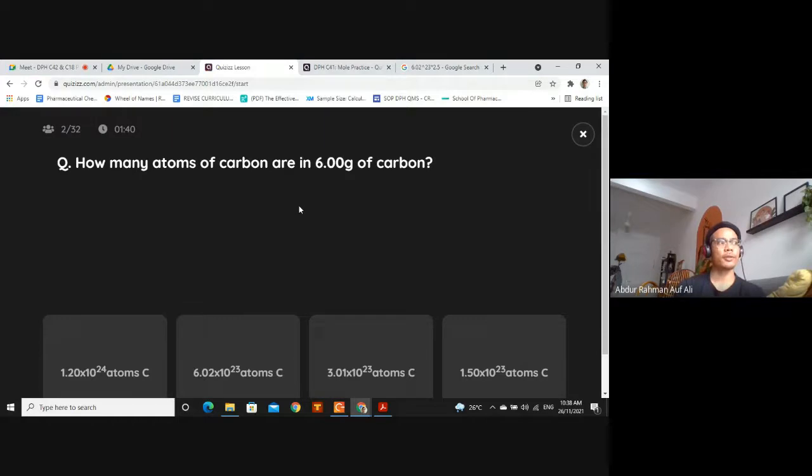So my tip for you here is you have to find the number of moles. So in 6 grams of carbon, how many moles are there? Once you have the number of moles, you can find the number of atoms. So the first thing that you have to do here is determine the amount of mole of 6 grams of carbon.